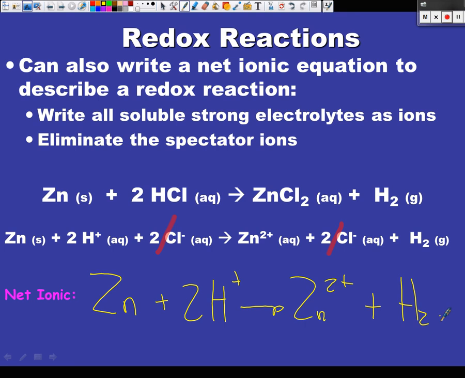Okay. Now, remember, this is something new. We've always just balanced your atoms. Now what do we also have to balance? The charge. What is the charge on the reactant side? Again, we're splitting it down the middle. So what is the charge on zinc? It's neutral. What is 2 times 1? So this side is positive 2.